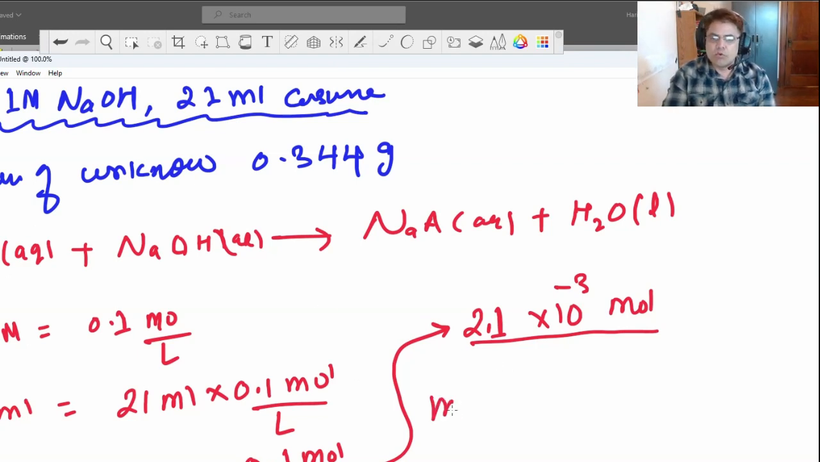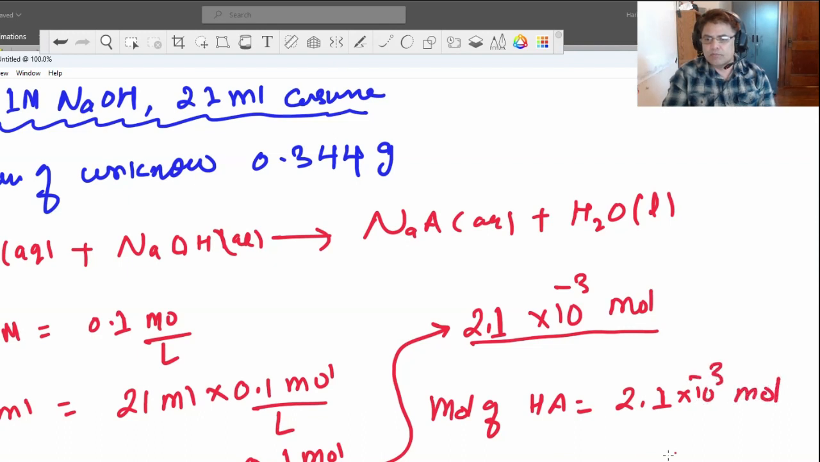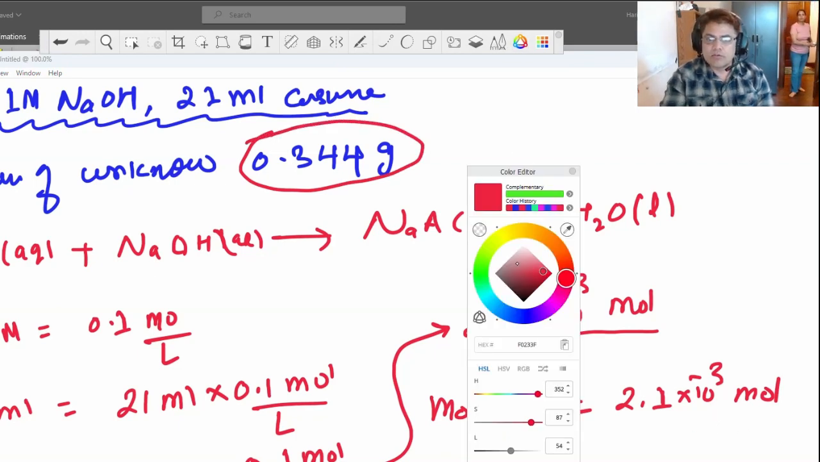That's why the mole of HA equals the same thing. Okay, 2.1 times 10 to the minus 3 mole. Done. If that is the mole, then what is the molarity? What is the molar mass? Molecular mass, look at that, is gram divided by mole.